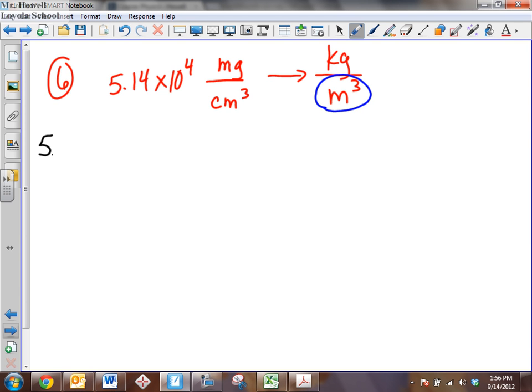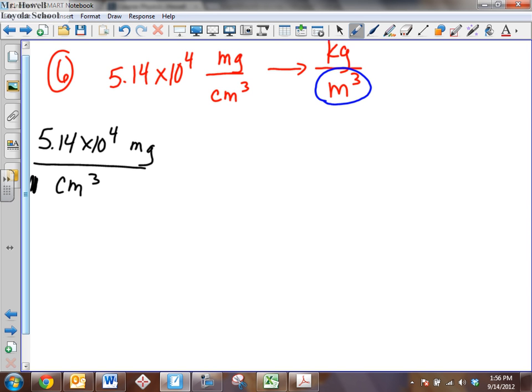So we have 5.14 times 10 to the 4 milligrams per cubic centimeter, and this is a 1 cubic centimeter down here. It's a 1. All right, so I see that we're in milligrams, and I want to first go to grams. I'm going to do it in 2 parts. So if I want to get rid of the milligrams, where should milligrams go? In the bottom, good. How come? Cancel out, good.